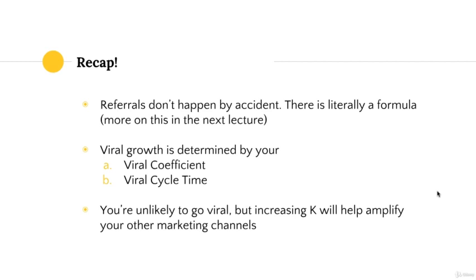Okay, let's recap. Referrals don't happen by accident. There is literally a formula, and we'll talk more about it in the next lecture. Your viral growth is determined by your viral coefficient, or the average number of invites that every user will bring in. The bigger the better. And your viral cycle time, how long it takes for a viral cycle to complete, the smaller the better. And you're unlikely to go viral, but increasing K will help amplify your other marketing channels and help you grow faster.